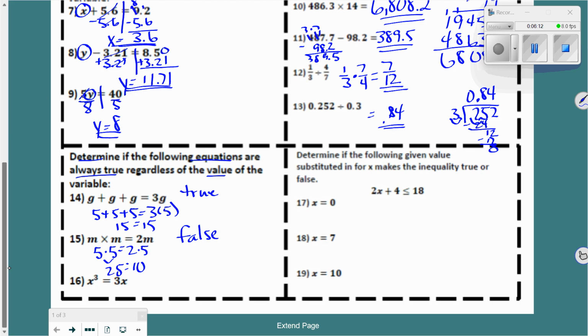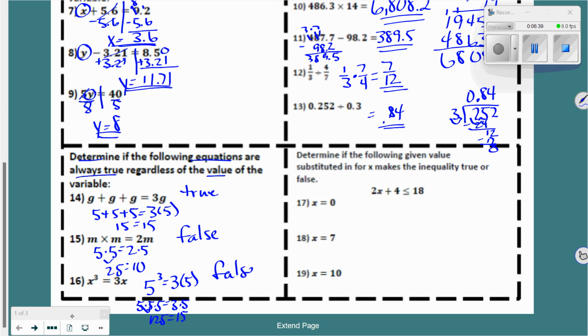Our next one, x cubed equals 3x. So that's 5 to the third power equals 3 times 5. For most students, it's going to be easier to rewrite your exponents in expanded notation. So that's 5 times 5 times 5 equals 3 times 5. So that's 25 times 5 is 125. Does 125 equal 15? No. So this one would be false.